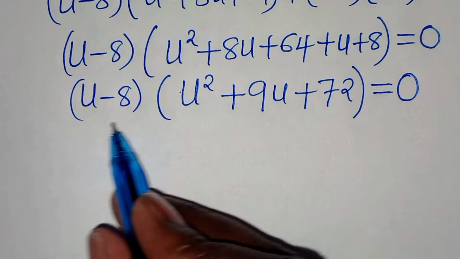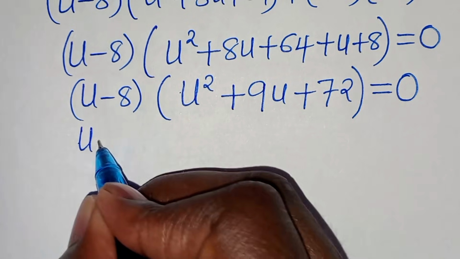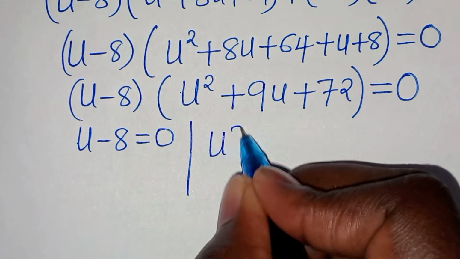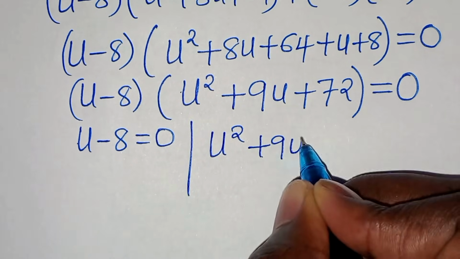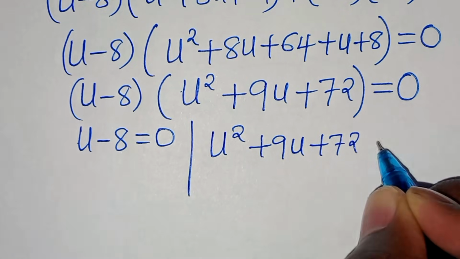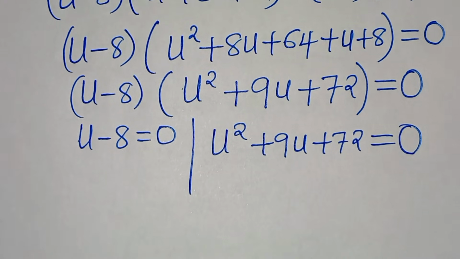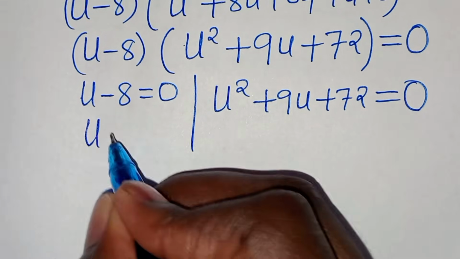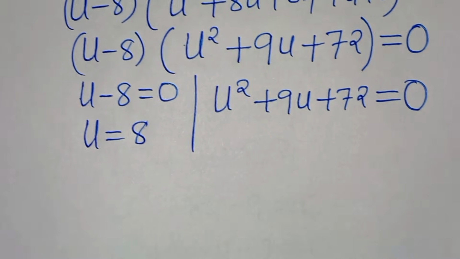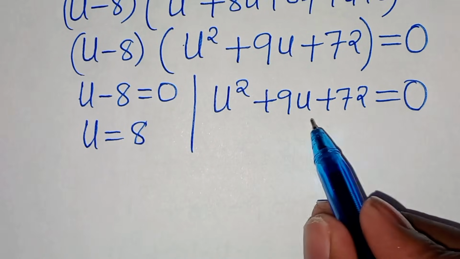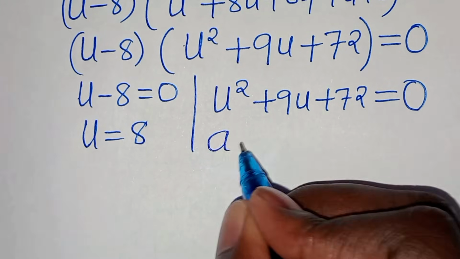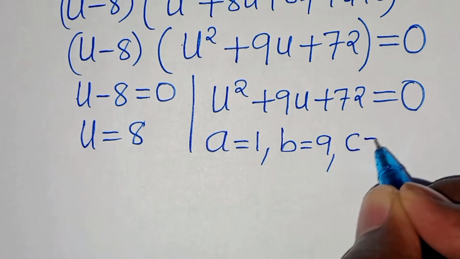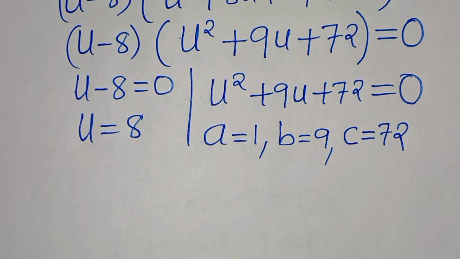Now, we have got two parts here. We have u minus 8, this is equal to 0, and we have u to the power of 2 plus 9u plus 72, this is equal to 0. From the first part here, we have u is equal to 8, while the second part here is a quadratic equation where we have a is equal to 1, b is equal to 9, and c is equal to 72.